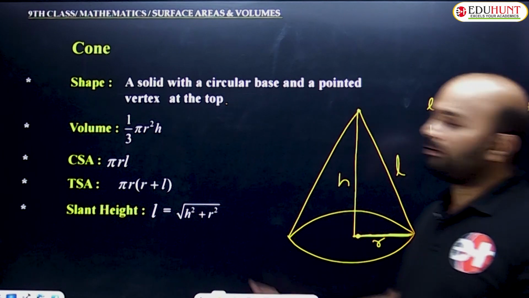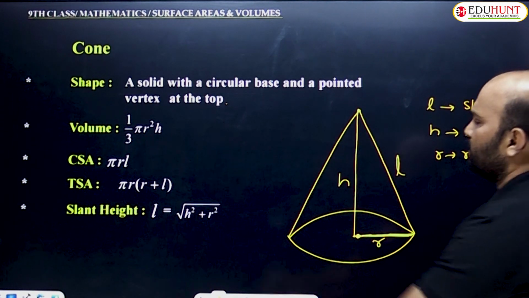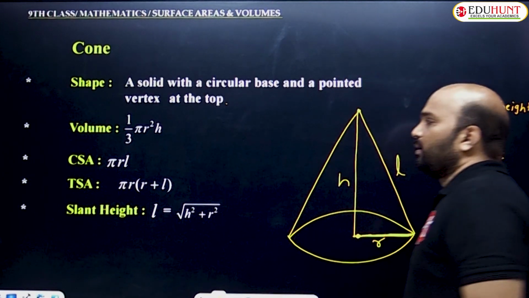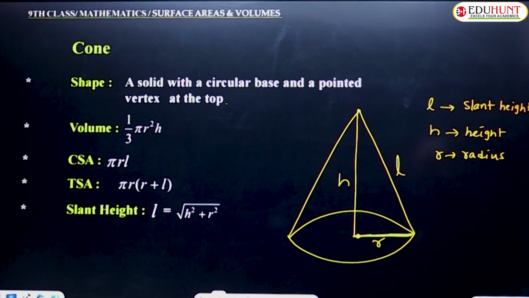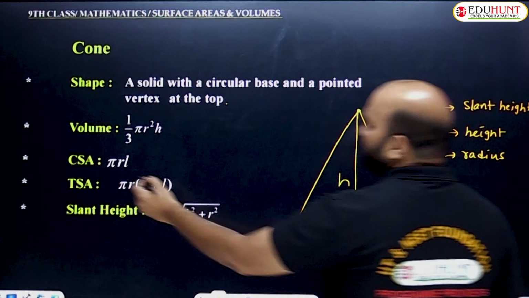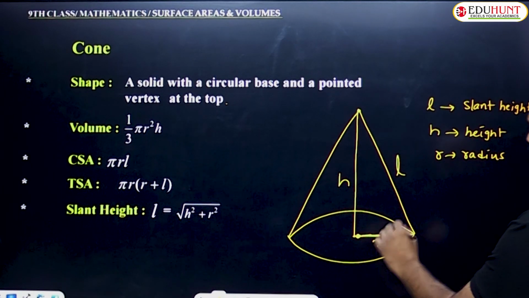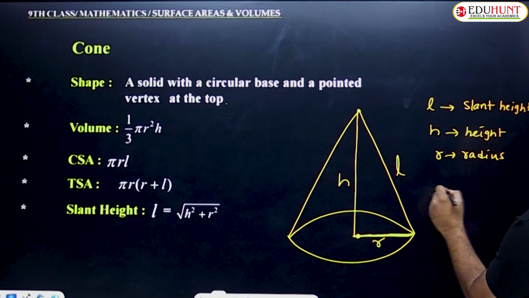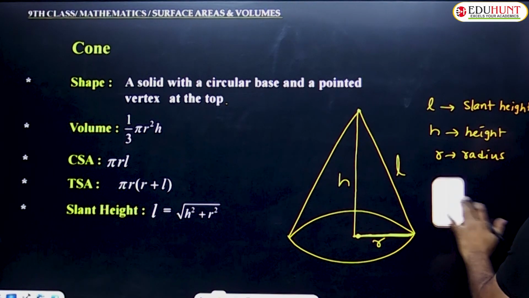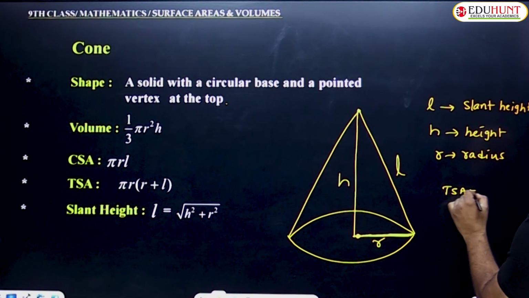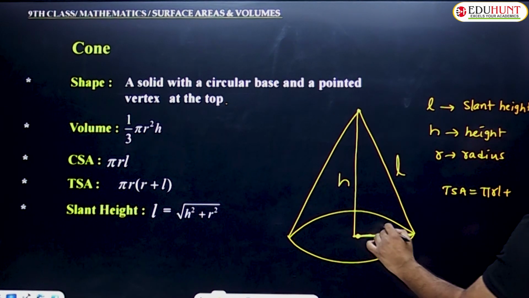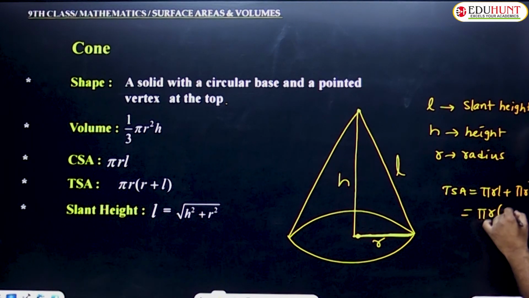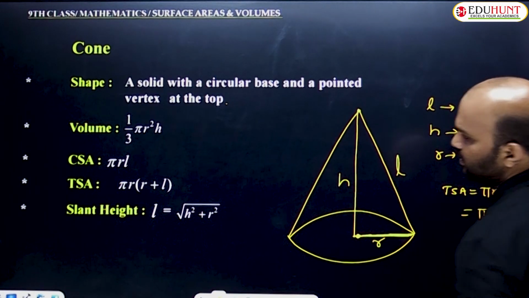So the first formula given is volume. Volume equals 1/3 pi r square h. So pi r square h is the volume of a cylinder, and 1/3 of pi r square h is the volume of a cone. Curved surface area, also called lateral surface area, is pi RL. Total surface area equals curved surface area, pi RL, plus only the base area, pi r square. Pi r is common on both sides, so it can be written as pi r (L plus r). That is the total surface area.